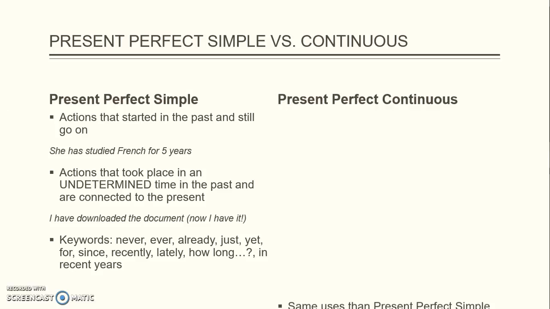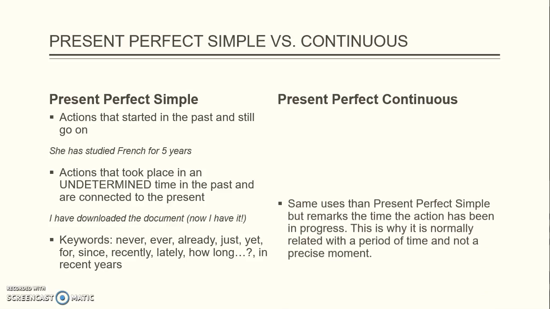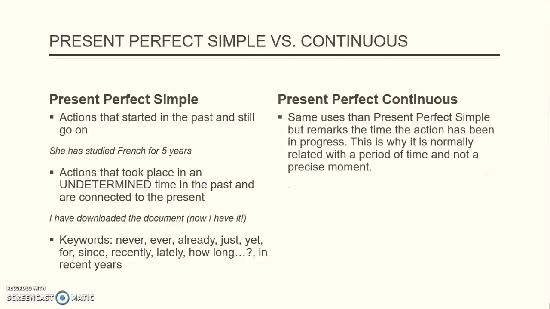In the present perfect continuous tense, we can say that the same uses are involved as in present perfect simple, but we need to take into account that it remarks the time that the action has been in progress. This is why it is normally related to a period of time and not a precise moment. We can see that in examples such as I'm very tired, I've been playing FIFA 17 all night. Or questions using how long, such as how long have you been living in Dublin?